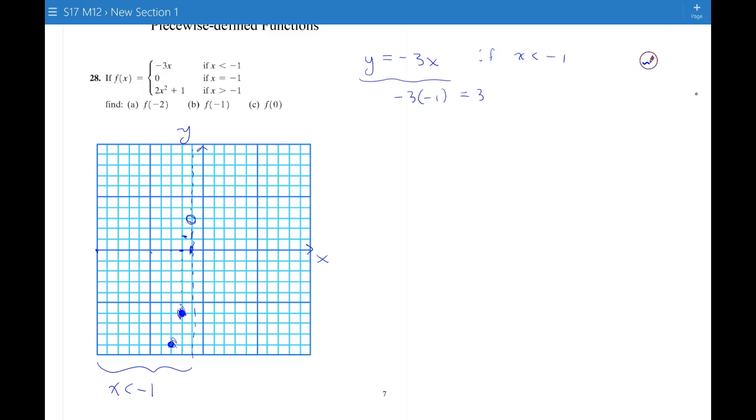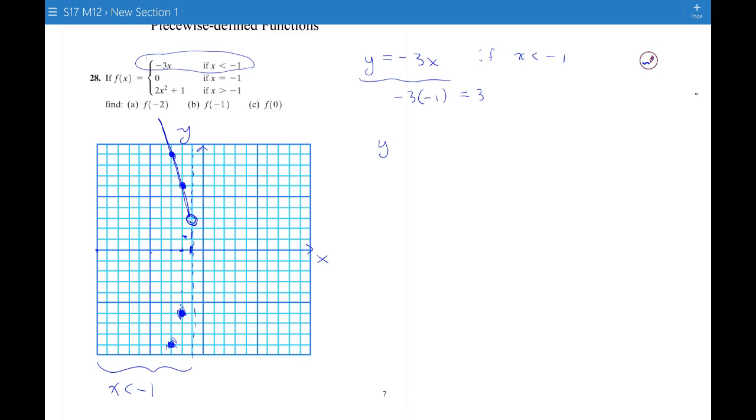Let me try again. When x is negative 2, negative 3 times negative 2 is positive 6. So let's try that. When x is negative 3, negative 3 times negative 3 is positive 9. So there we go. So the line goes like this, comes right up until this open circle, but then there's an open circle here. So now we've graphed this part right here.